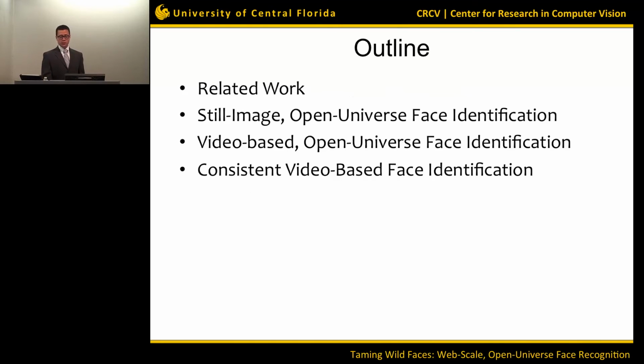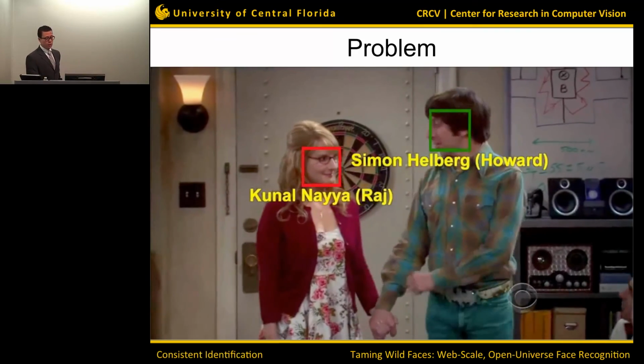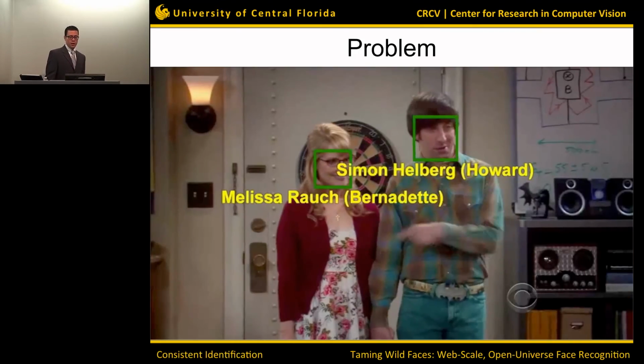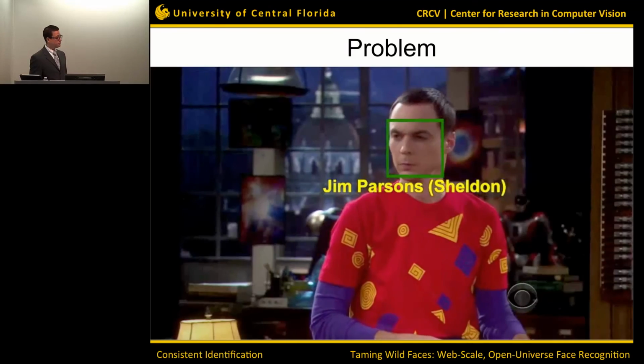So although MSSRC does very well, we have an extension that's able to smooth the results across a video for more consistent identification. So the problem is, if we were to look at the output of MSSRC, you can see that Melissa Rock was actually labeled incorrectly at the beginning and also here in the red.